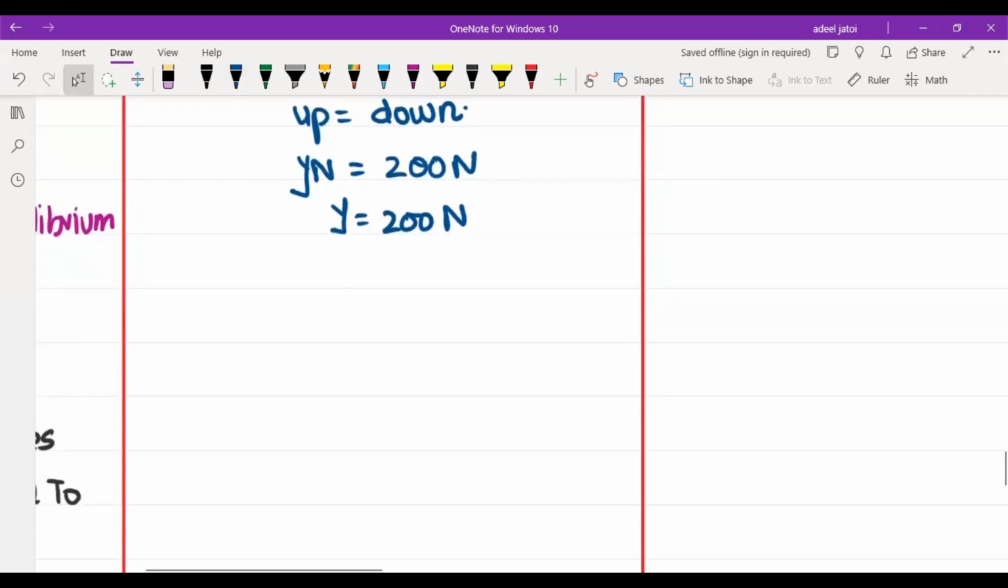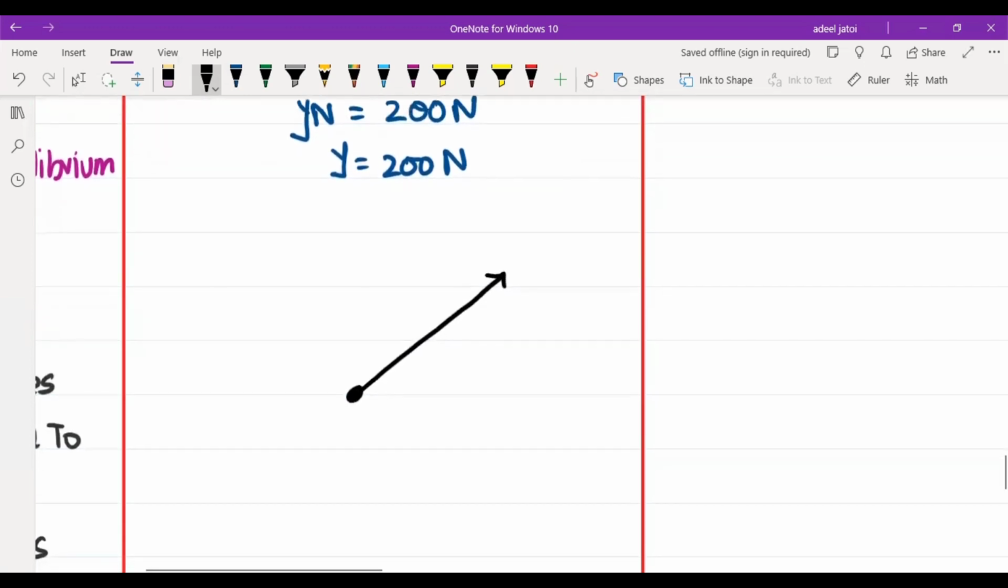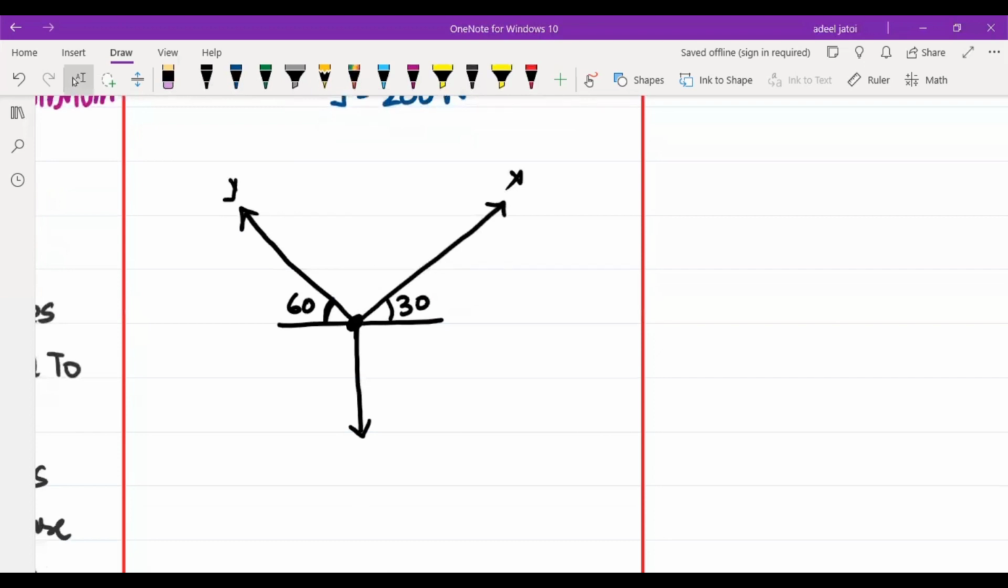Now let's take another type of example. Let's say we have a force moving diagonally towards the right, which can be y Newton, and a force moving diagonally towards the left, let's take this as x Newton. There's an angle of 30, there's an angle of 60, and there's a downward force as well of 200 Newton.